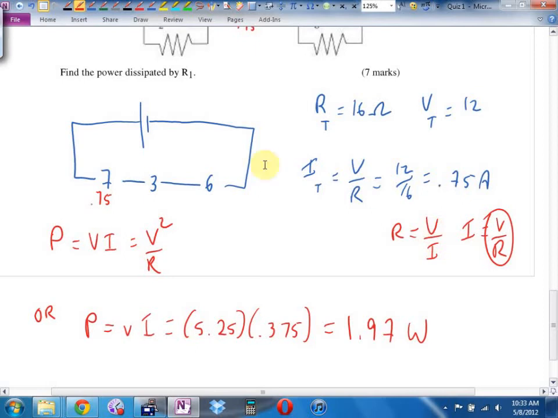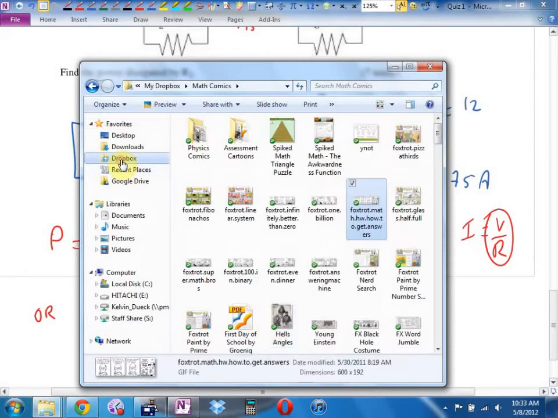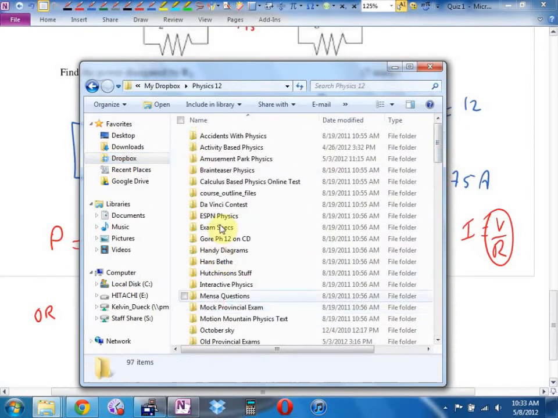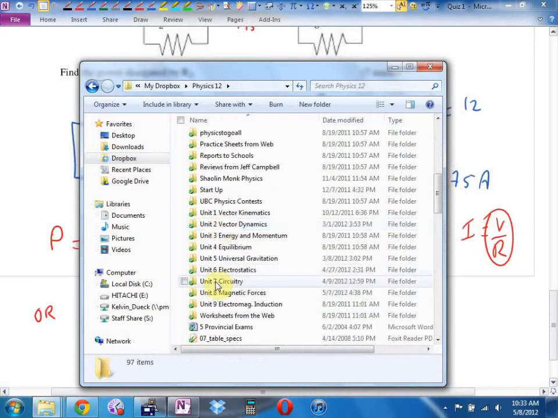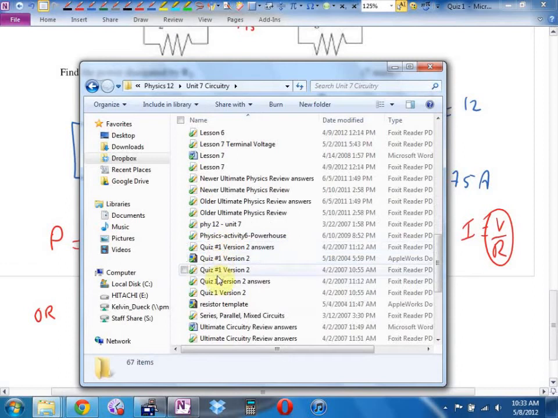In terms of part marks, I can't remember how I marked that one. Let's find out. Quiz 1, version 1 you guys had, or version 2? I guess version 2 is all I have. Okay.